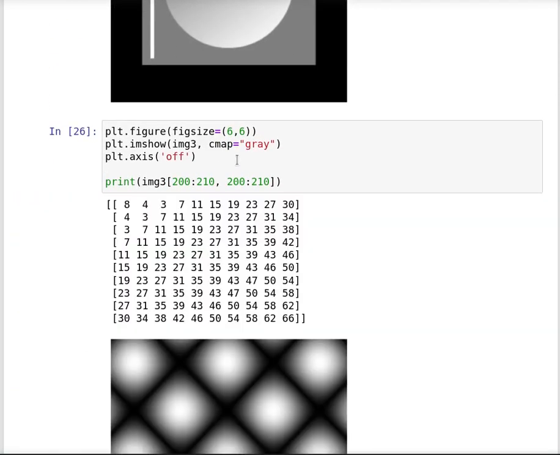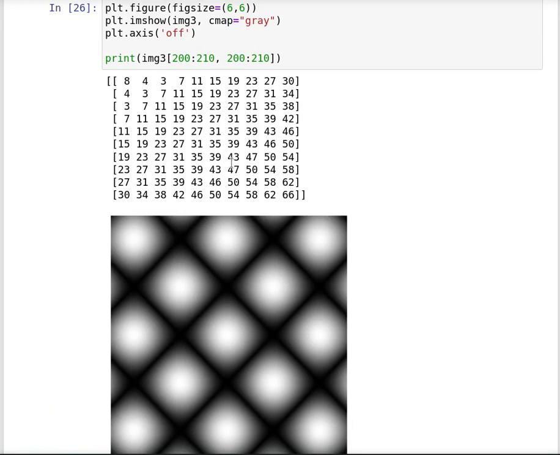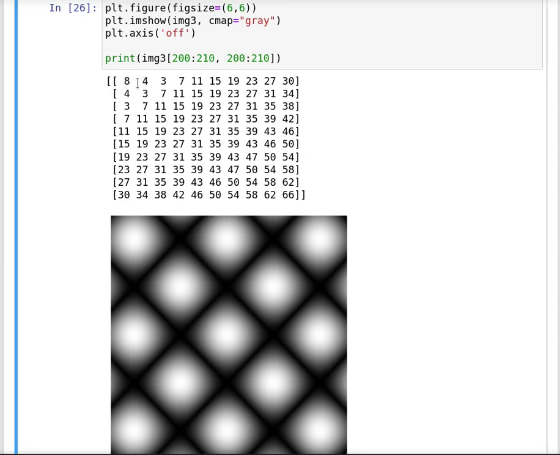And finally, for the third image, we see there is also a change in the intensity values, but this change is much more well behaved. It has no noise, so it goes from 8 to 4 and to 3 and 7, and then goes up 11, 15, 19, and so on and so forth.